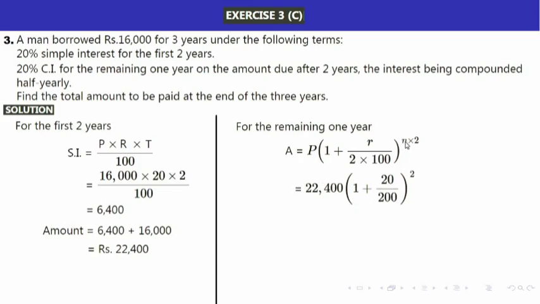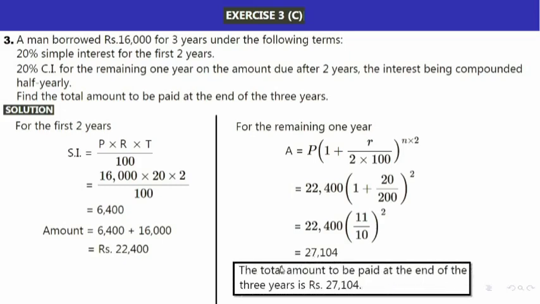By the way, n is 1, right? So 1 into 2 becomes 2. So simplify this, okay? You get your answer to be exactly 27,104. So this is the amount that you get at the end of 3 years. Is that clear? So the total amount to be paid at the end of the 3 years will be rupees 27,104. Pause the video and note down your solution.